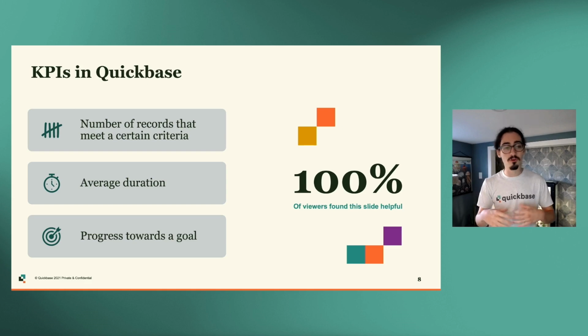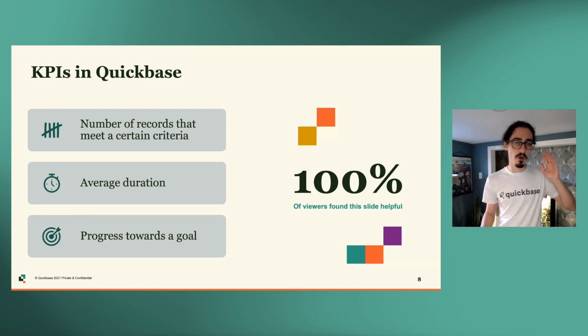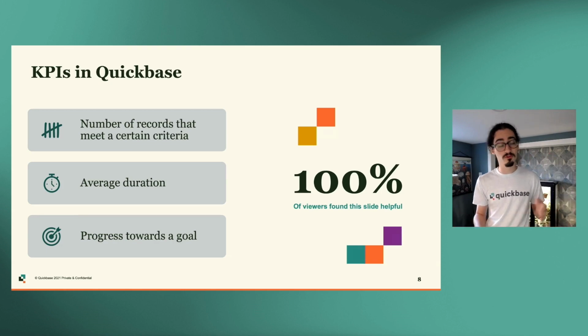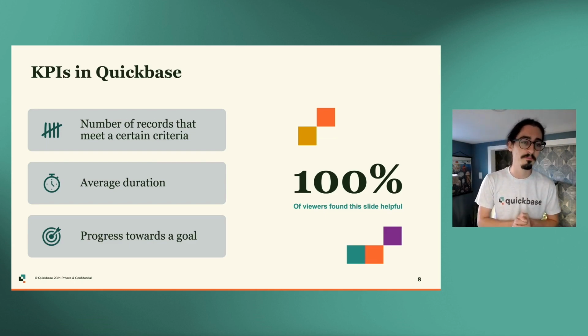You can look at the average duration. So how long does it take your process to complete from A to Z? So from the very beginning to the very end, or just one different type of process. So leverage duration fields that you've already created in your apps.